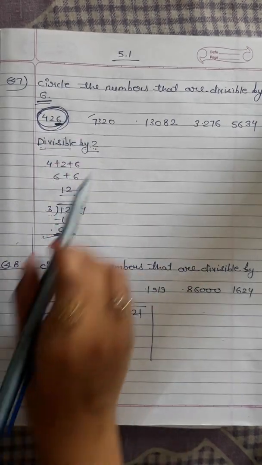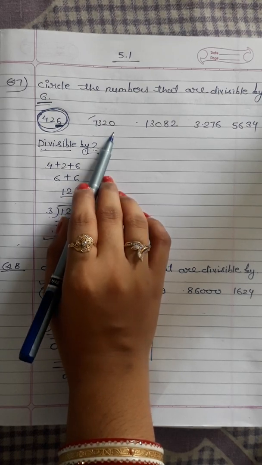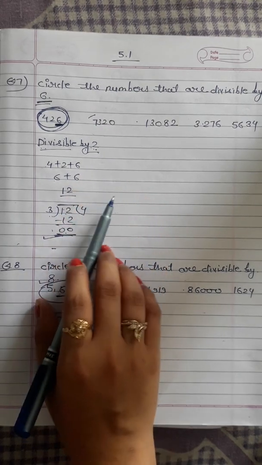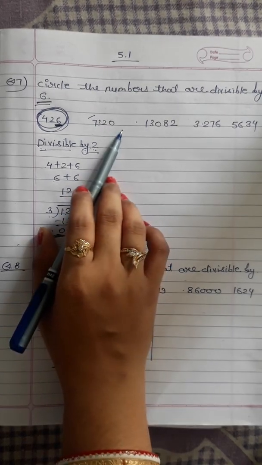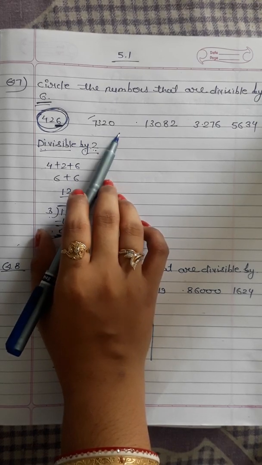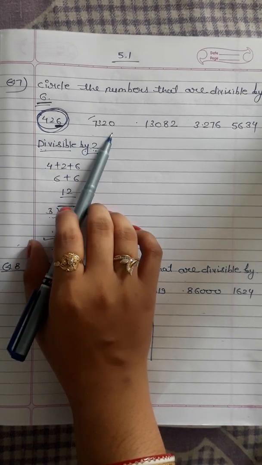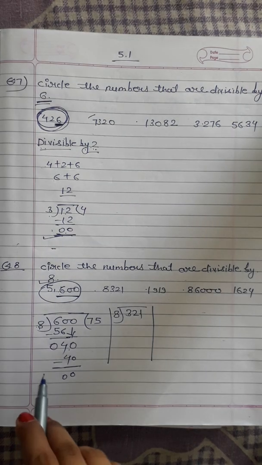In the same manner, you will find the divisibility by 2. After that, you will find divisibility by 3, and by them you can find whether the number is divisible by 6 or not. Now we move to the next question.